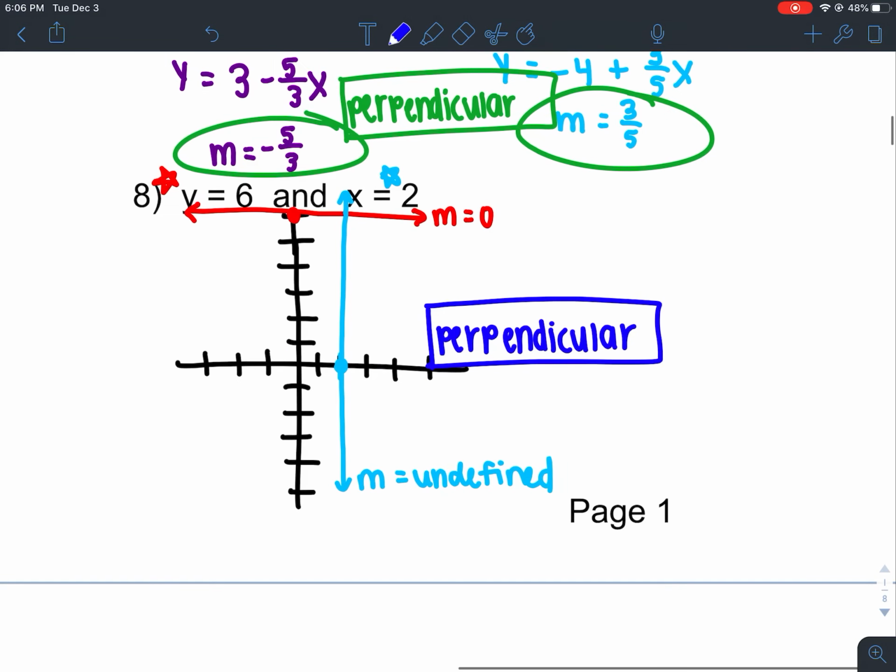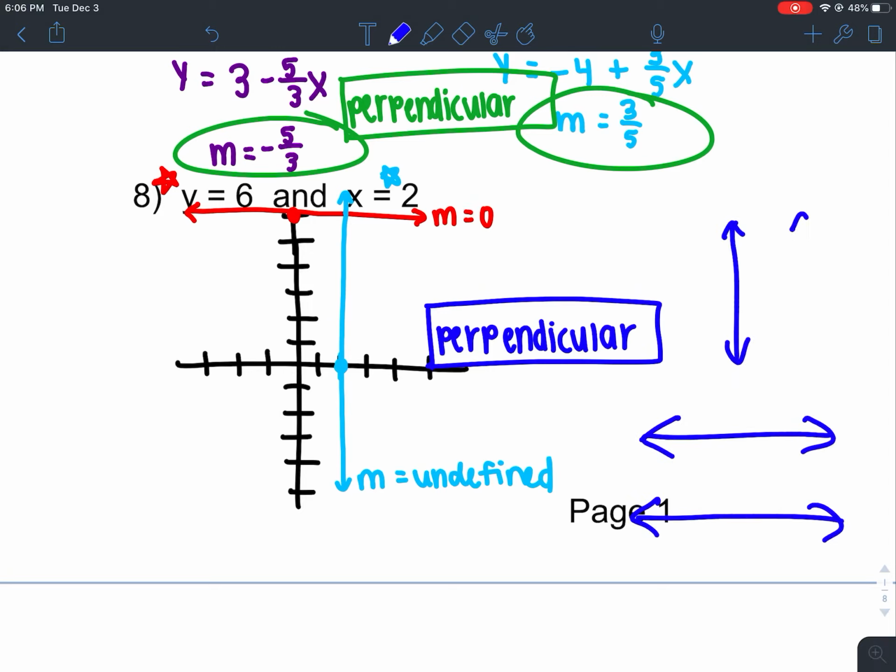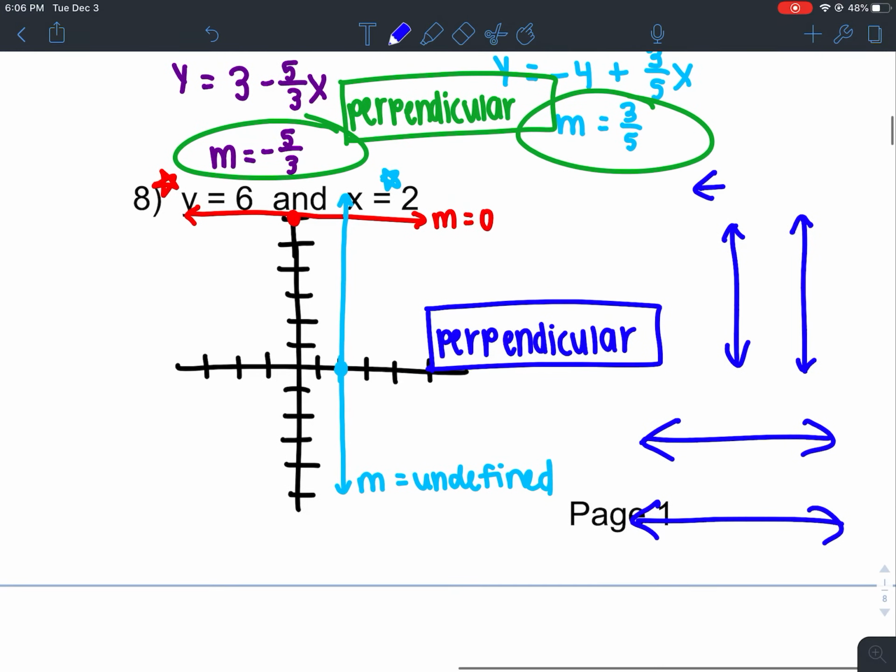Okay? So vertical and horizontal lines are always perpendicular. If I have two horizontal lines that look like this, that's parallel. If I have two vertical lines that look like this, that's parallel. But if I have one vertical and one horizontal, they're always going to be perpendicular to each other.